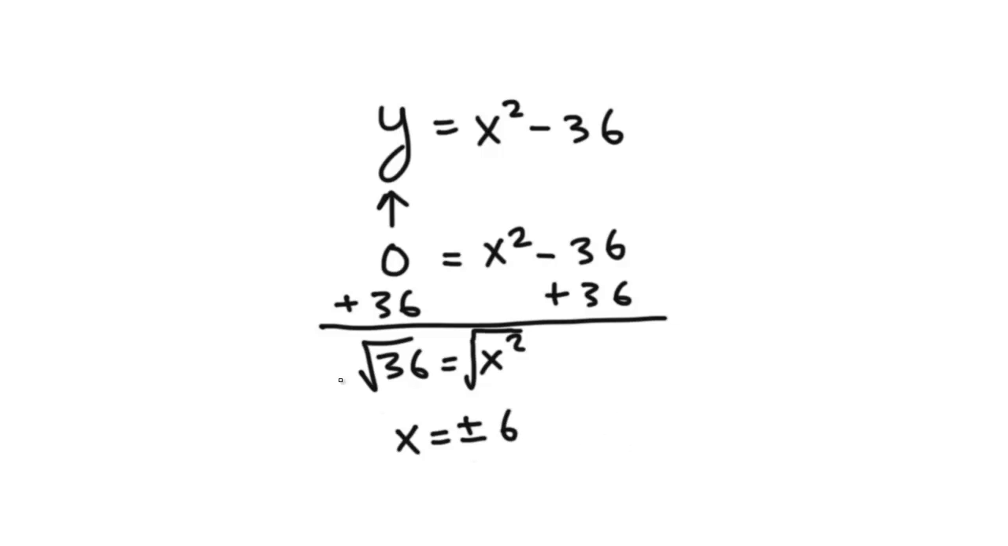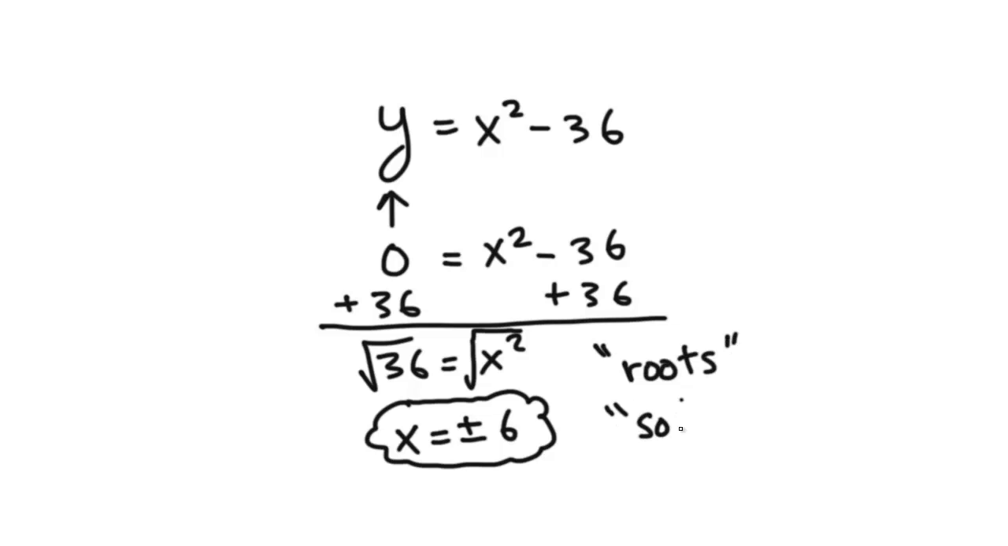6. So these two values, the plus and minus 6, represent the roots, the solutions, or the x-intercepts of the quadratic equation. And we're done, and we're happy.